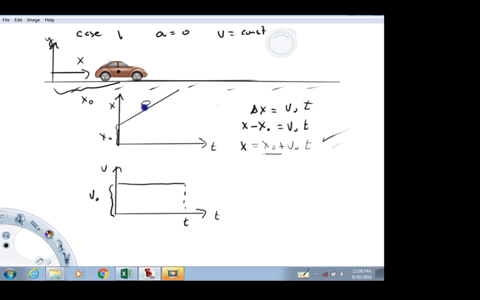I'm going to get rid of, actually I'll just use an eraser.